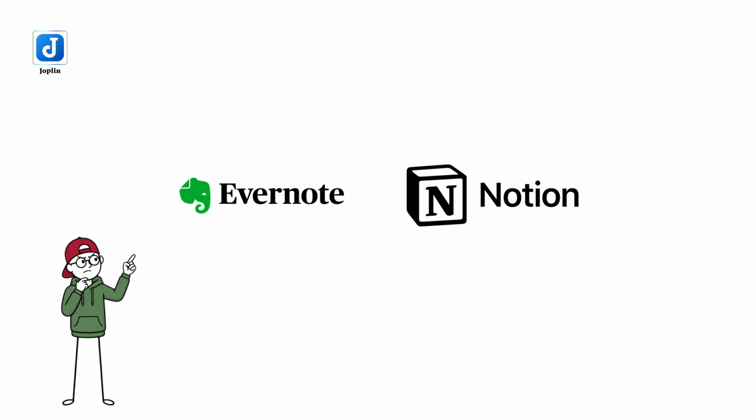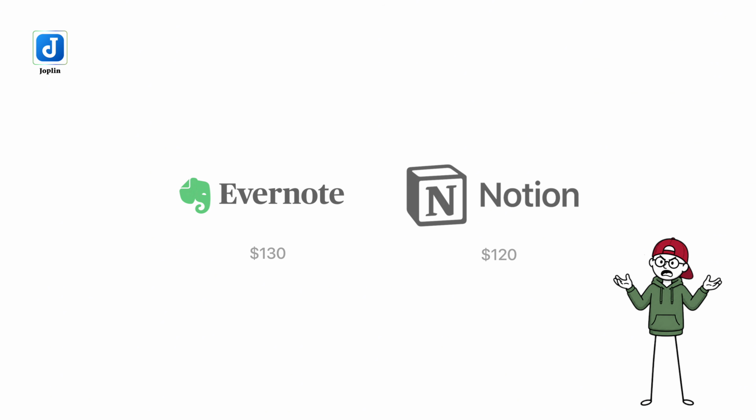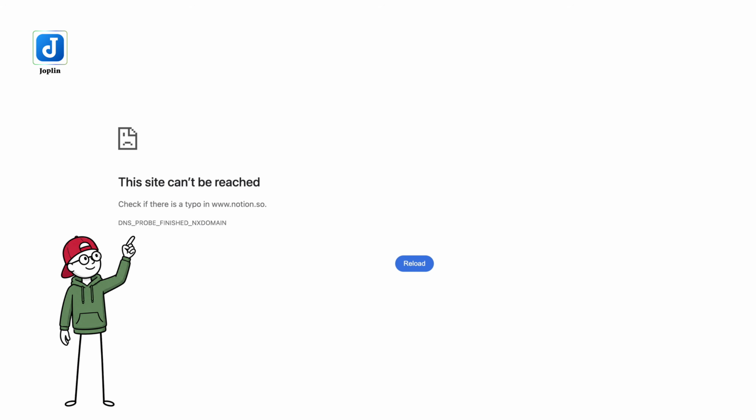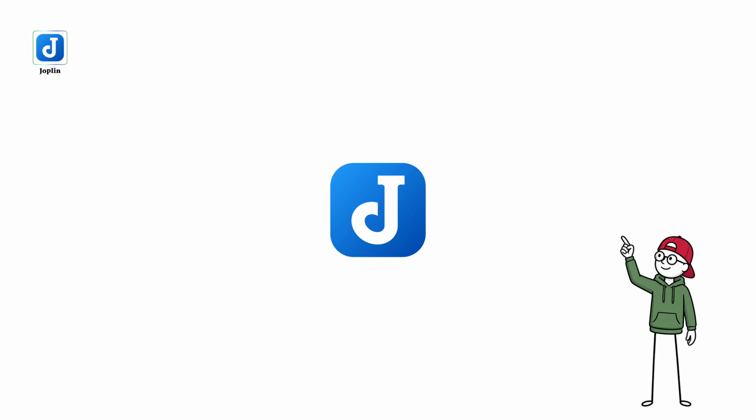Evernote now costs around $130 a year, and Notion can easily run you $120 a year if you want the plus features. The problem is, if their servers go down, or if they decide to lock your account, you lose your notes. Joplin fixes that.